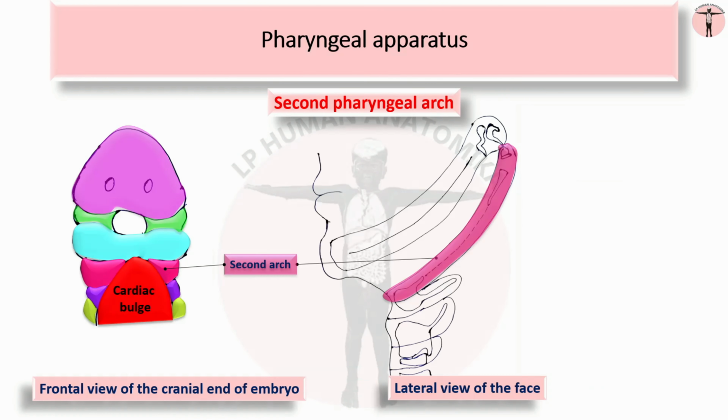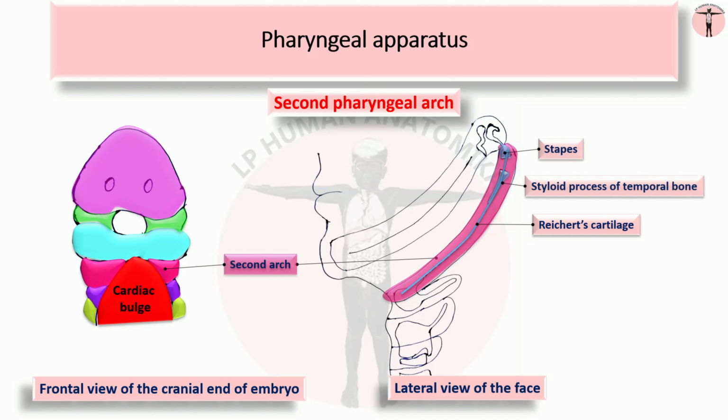Now coming to the second pharyngeal arch, it is also called the hyoid arch. The cartilage of the second or hyoid arch is called Reichert's cartilage. The dorsal end of the cartilage ossifies and gives rise to the stapes of the middle ear and styloid process of the temporal bone.